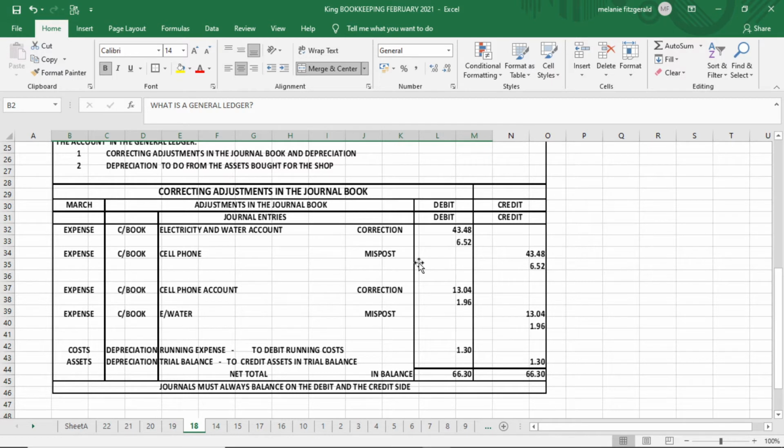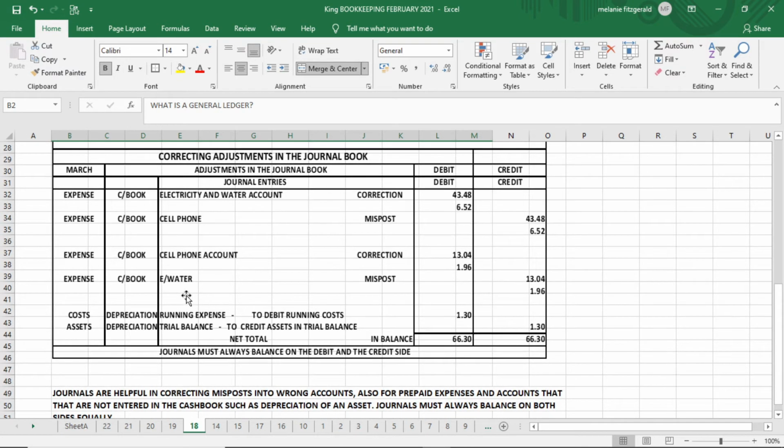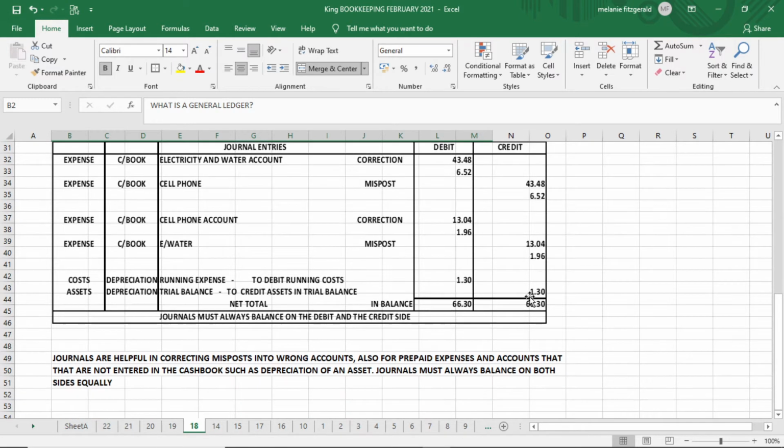Cell phone mispost of $43.48 on the credit side, and the VAT on that was $6.52. Cell phone account correction of $13.04 on the debit side, and the VAT on that of $1.96. A mispost for electricity and water, $13.04 on the credit side, and $1.96 VAT was charged on that.